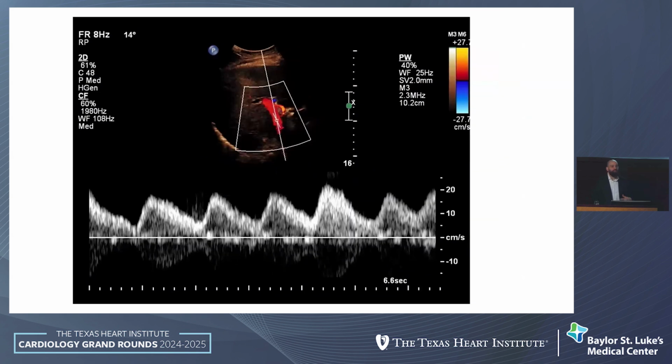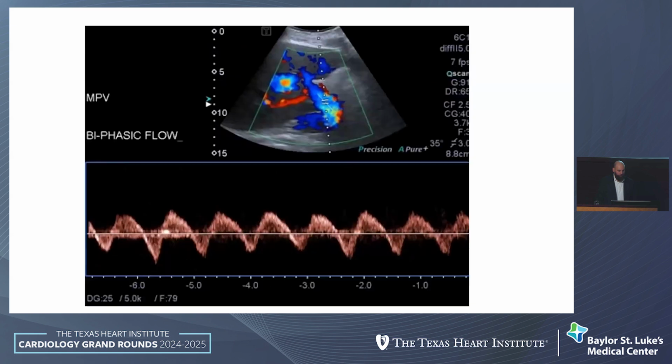As the patients become even more overtly volume overloaded, you'll start to see this. This is a bad sign. This is pulsatility in your portal vein indicating a pulsating splanchnic circulation. This is the most accurate way of determining whether your patient has central volume overload.